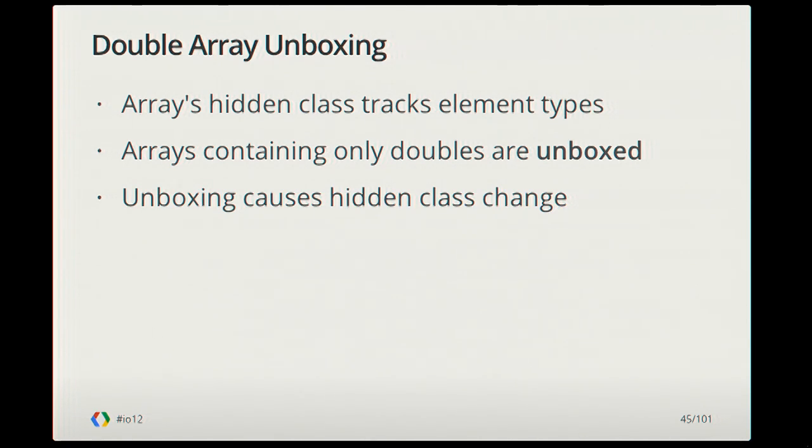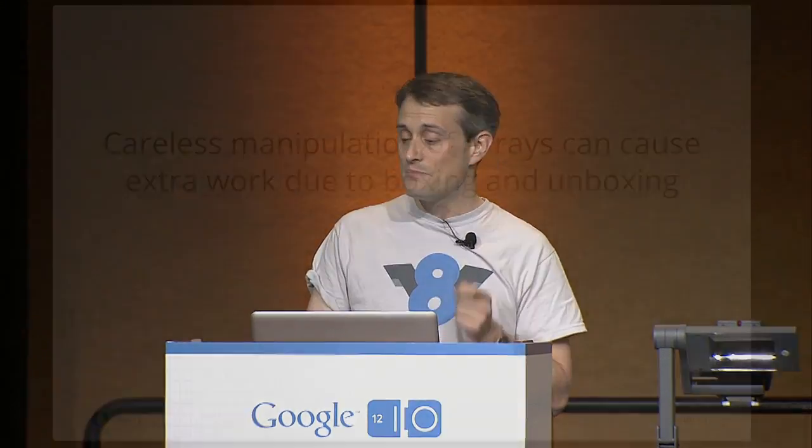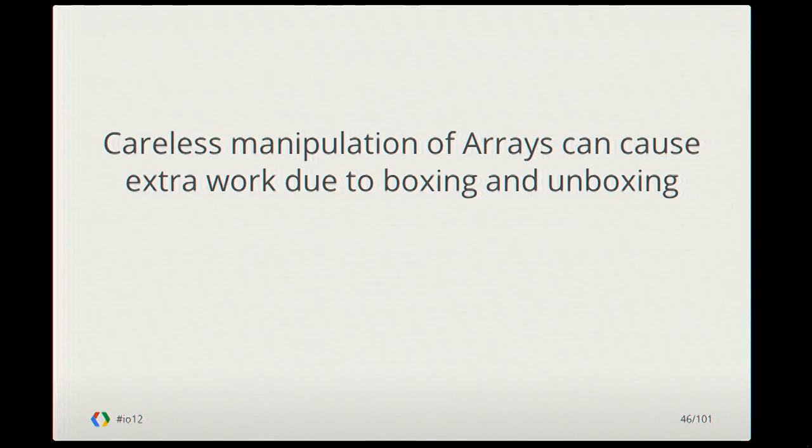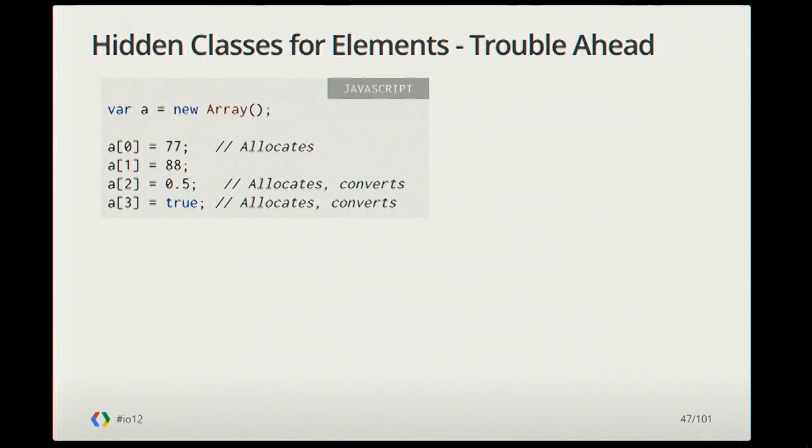This causes a hidden class change. Generally, that's good, because if you convert the double numbers into a flat buffer, if you have an array of doubles and it's in a flat representation, it's very efficient to access that. And when you store into it, it doesn't require any allocation. But you must be aware that converting between the array that's boxed and unboxed has a cost, and it changes the hidden class. And careless manipulation of arrays can lead to a lot of extra work through this boxing and unboxing. I'll give you an example of that.